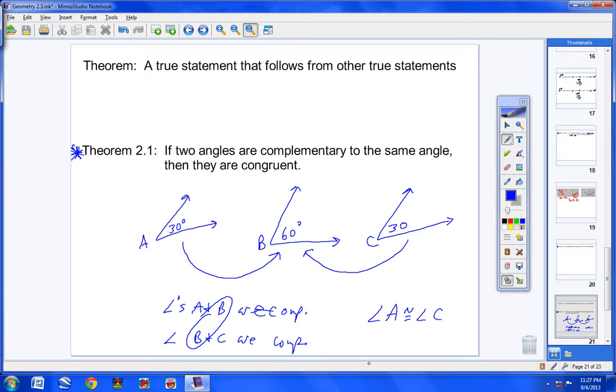Now to me that's common sense. That just makes sense. Okay? I mean, if it's 30 plus 60 and 30 plus 60, then these two angles right here, A and C, have to be complementary. They have to be. Okay? And if I go too fast, you just back it up.